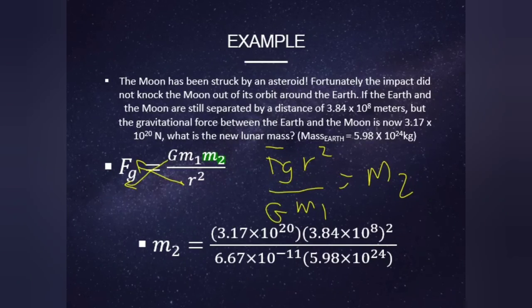So let's see what this looks like. That means that m2 is equal to the Fg that we got in the problem, 3.17 times 10 to the 20, times r squared. R is 3.84 times 10 to the 8, but we have to square that. And we have at the bottom big G, which is 6.67 times 10 to the negative 11, times mass of the Earth, 5.98 times 10 to the 24. You plug all that in the calculator and we are finished. M2 equals 1.17 times 10 to the 23.